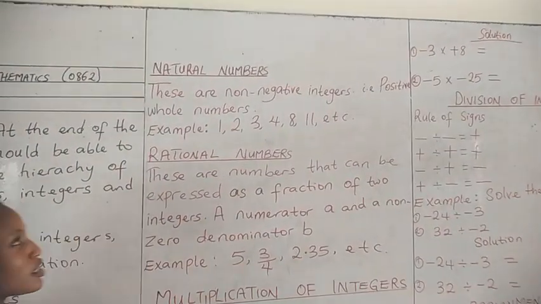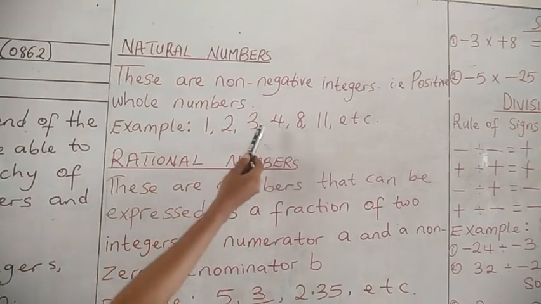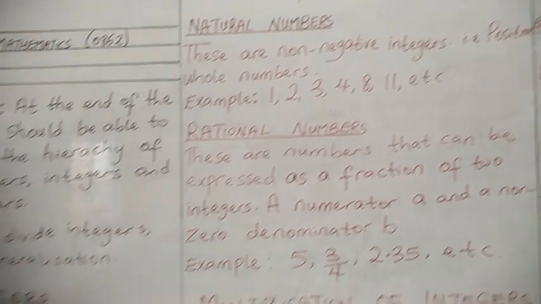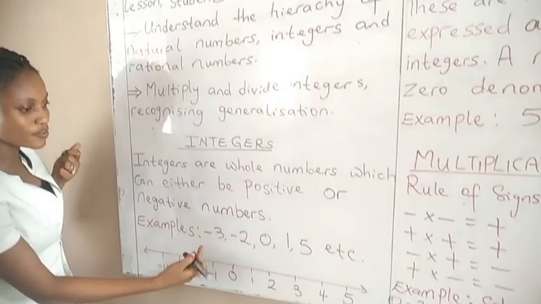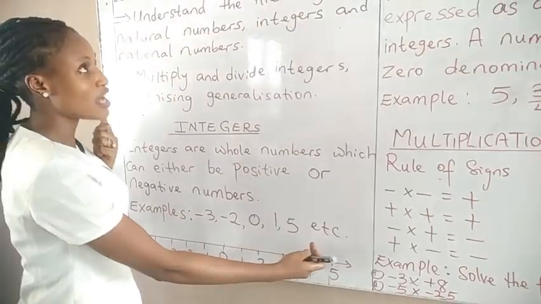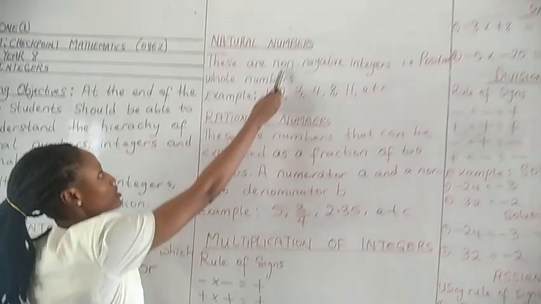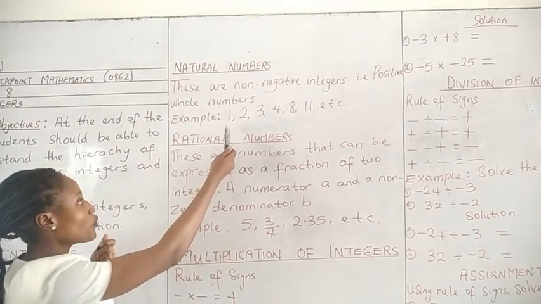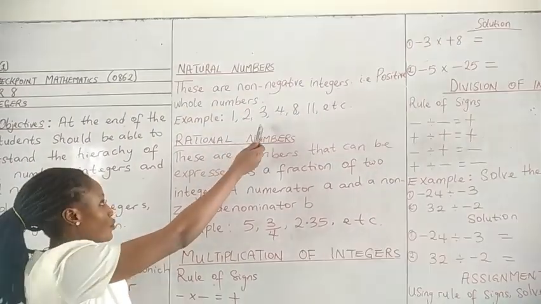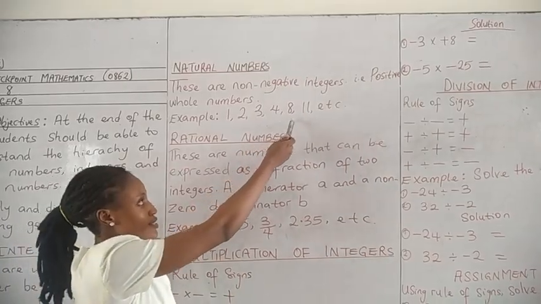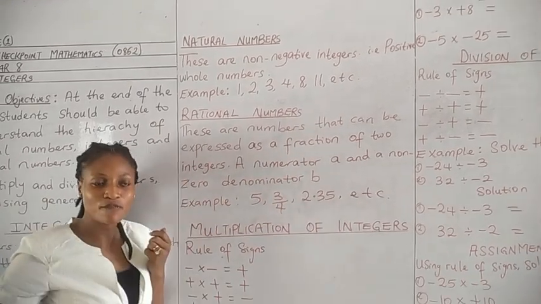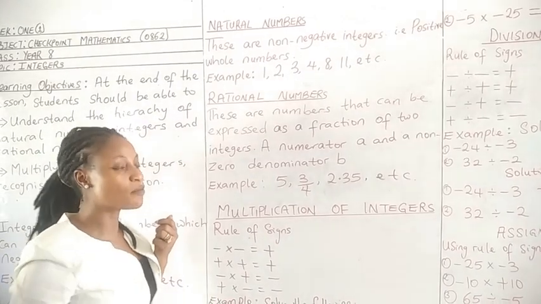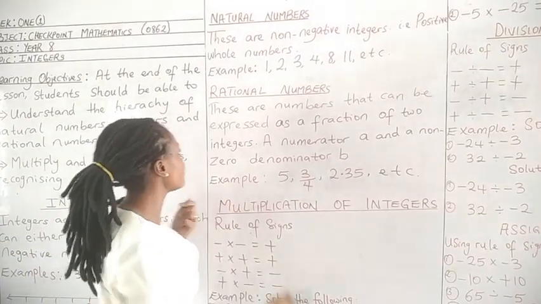Natural numbers. These are non-negative integers. I mean, when you look at the integers we have here, we have the negative part of it. The positive part of it is what we call natural numbers. They are positive whole numbers. Examples include 1, 2, 3, 4, 8, 11. You can have larger numbers like 3,000, 5,000, but they must all be positive.